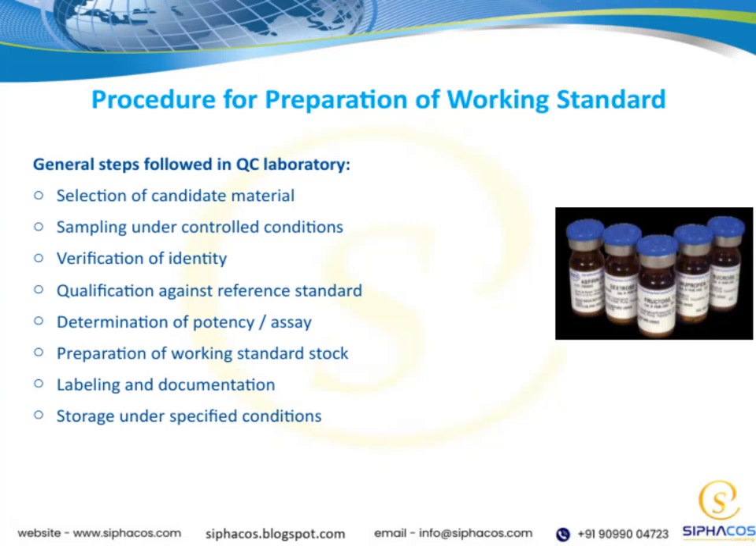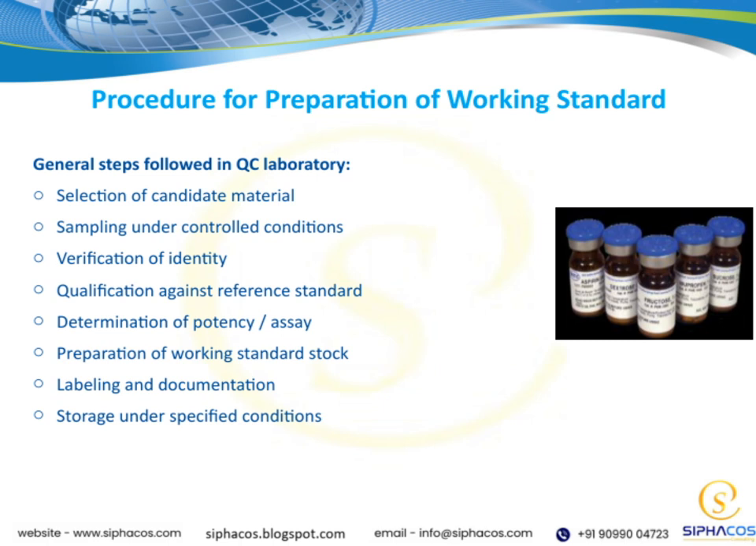Let's walk through the procedure for preparing a working standard, which is a critical part of quality control in the lab. First, we start with the selection of a candidate material. This is the raw substance that we believe has the right properties to serve as our standard. It's essential to choose the best quality material to ensure accurate results later on.